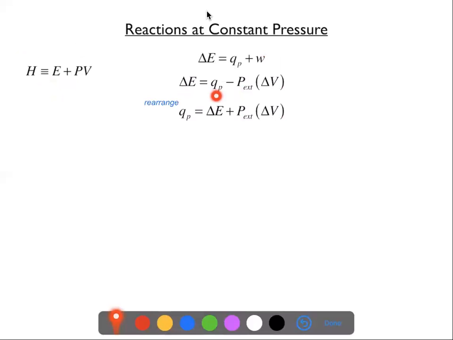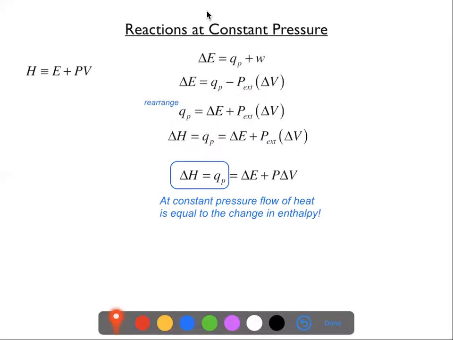And we can just rearrange. I'm going to move our negative P delta V and add that to the other side of the equation. So now Q sub P is equal to delta E plus P delta V. And so now what we can see is delta H, the change in enthalpy of a reaction, is equal to the heat produced at constant pressure. And this is really the key. This is where the enthalpy term really came from. If we measure the heat produced at constant pressure, that is equal to the change in enthalpy, right? And we know this change in enthalpy is 2 pieces. It's the total energy and it's the work.